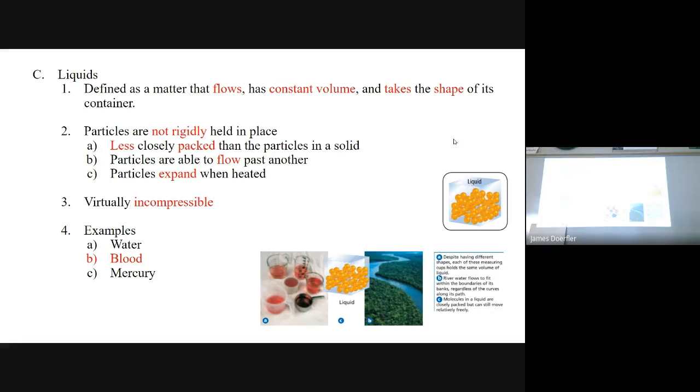Now, in most liquids, the particles will expand when heated. I said most. Okay. Think about water. What happens when water is cooled past freezing? It condenses.